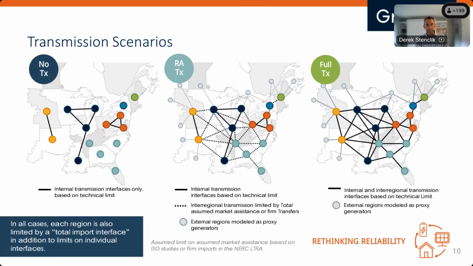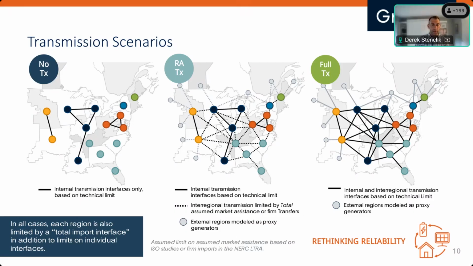Now, the next slide, I'll talk through those 3 scenarios. Again, same thing I talked about earlier, but now in a map format or visual format. The no interregional transmission scenario: we model each region as an island with no external assistance allowed at all. And the one caveat here is within an ISO, we're still allowing internal transfers. So within the PJM region, within the MISO region, within the SPP region, we still allow transfers up to the technical capability.